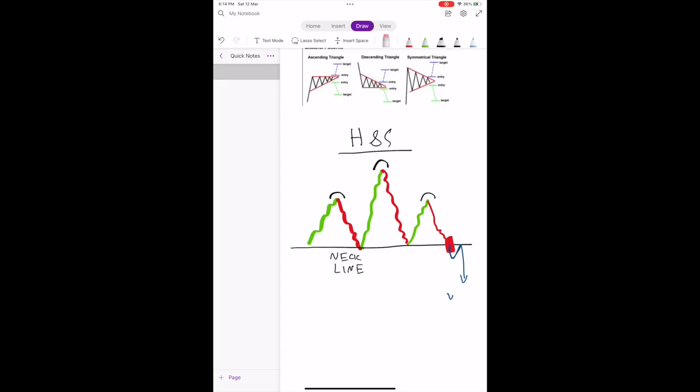Now how do we find the targets for head and shoulders? We consider this is the head. So we consider this distance from the head to the neckline. So the target is the head to neckline measurement, and we take that and keep it over here. There are tools on the charts where we can use this. I'll be showing you on the charts.